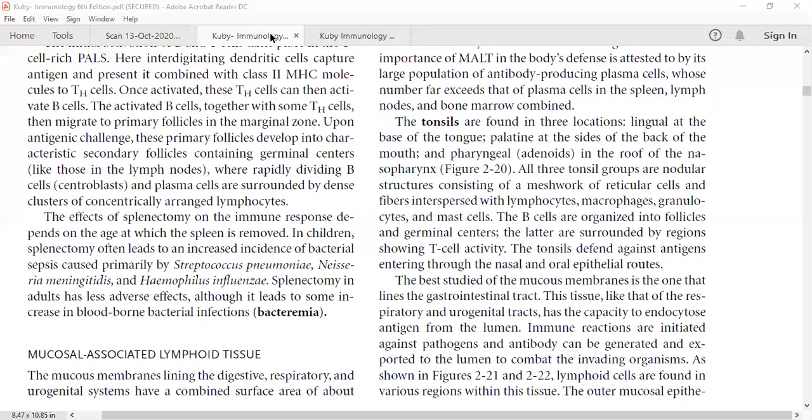Can anyone answer this, please? Why is there a difference in an adult and child if you remove the spleen? A child is more susceptible to infection, whereas if you remove the spleen in an adult, they may have infections, they may have bacteremia, but it has less adverse effects. It is written here, they are having less adverse effects. Why this difference?